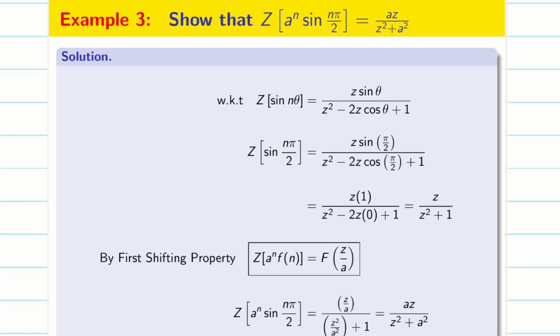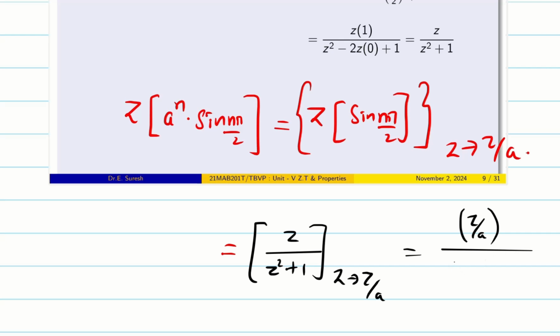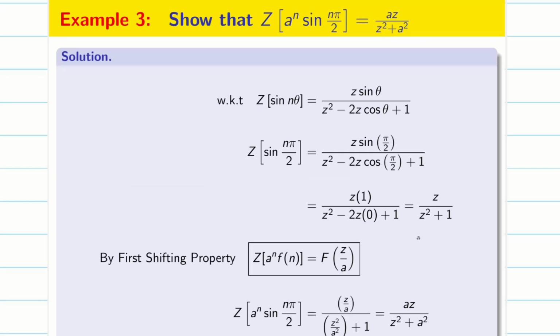Now we know the property and now apply the property. We have Z by Z square plus 1. Z is replaced by Z by a. When I do this, I'll be getting Z by a divided by Z by a whole square plus 1. When I simplify this, I'll be getting az divided by Z square plus a square.